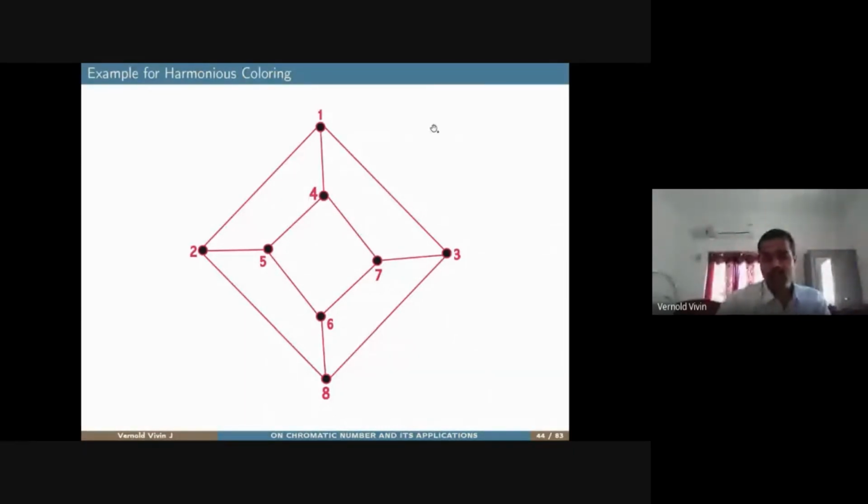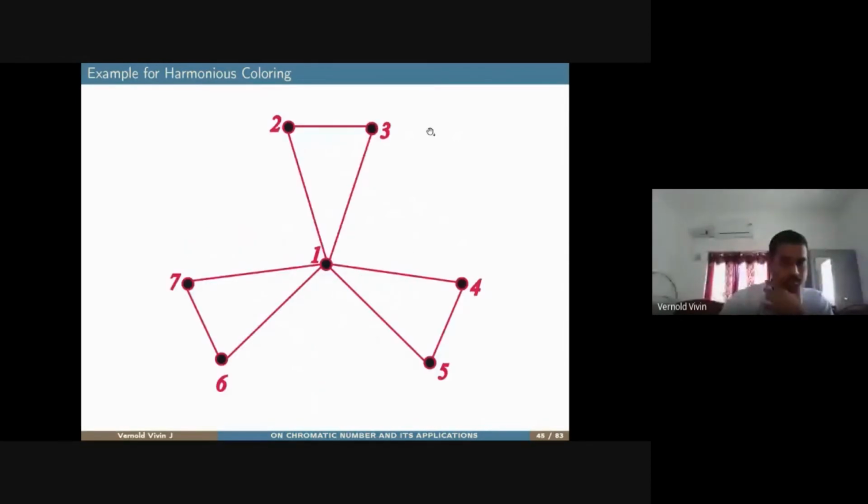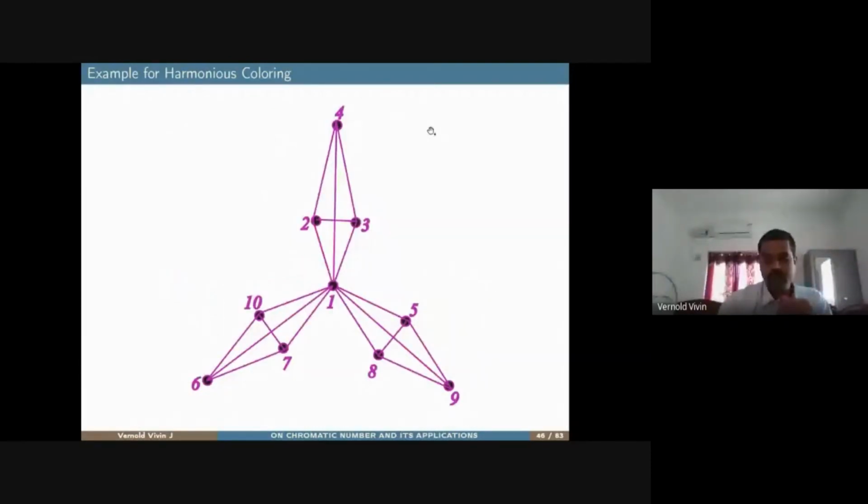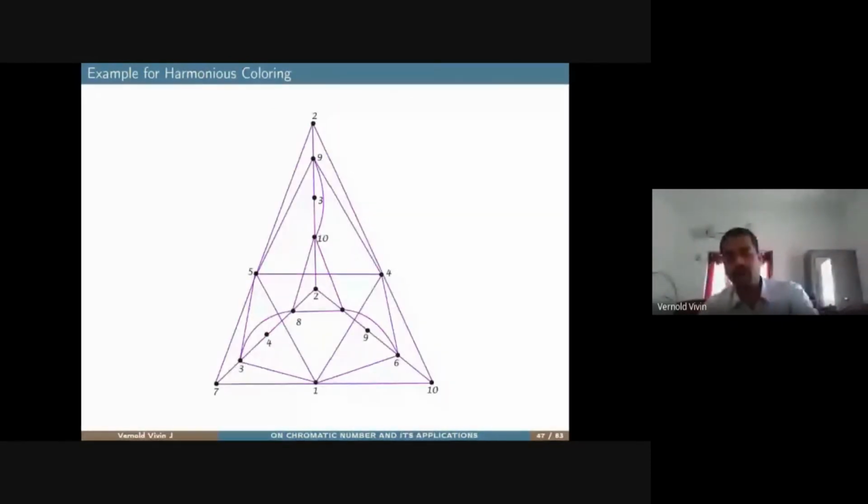Still, I move on with some examples. A few examples on harmonious coloring: 1, 2, 1, 3, 1, 4, 1, 5. And the harmonious chromatic number for this graph is 7. I just skip these other examples. All these are harmonious coloring example graphs.